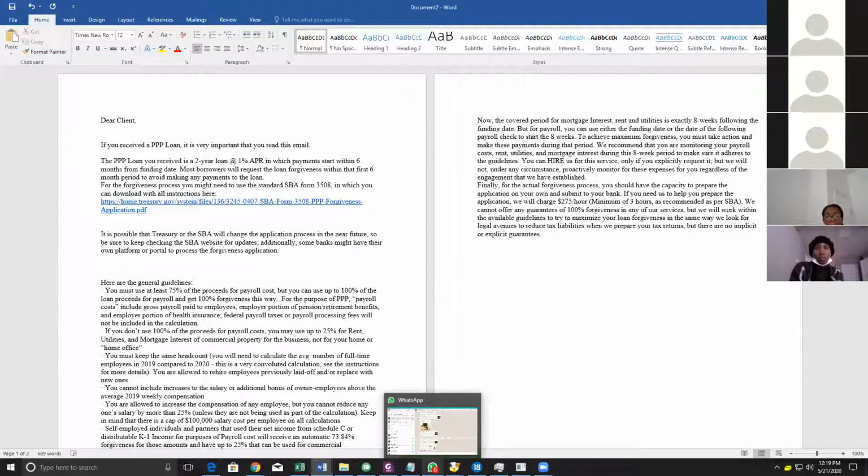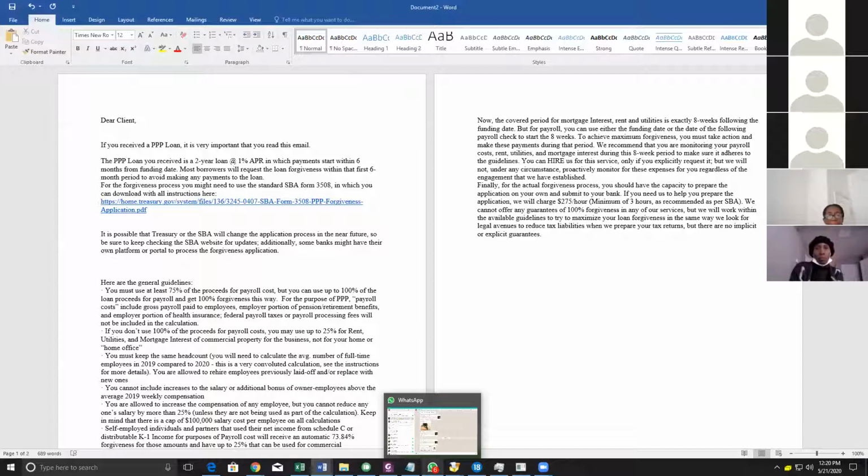So to achieve maximum forgiveness, you must take action and make these payments during that period. We recommend that you monitor your payroll costs, rents, utilities, mortgage, and interest during the 8-week period to make sure it adheres to the guidelines. You can hire us for the service only if you explicitly request it, meaning if you need us to help track it for you or help complete the forms, but you will be expected to proactively monitor these expenses on your own.